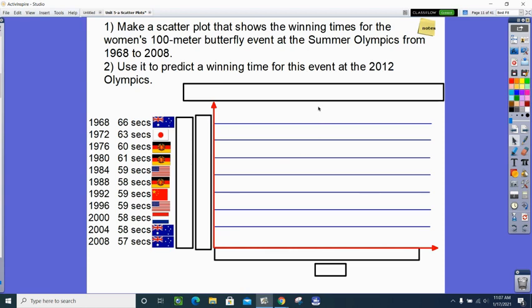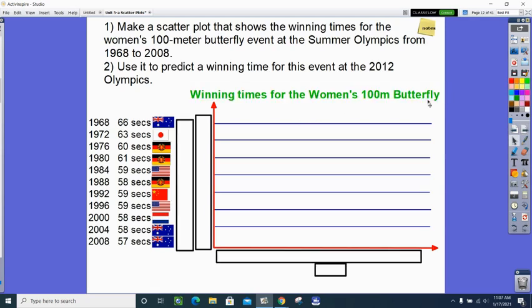So when we go to make this graph, just like we've talked about before, the first thing we want to do is put on a good title. So, winning times for the women's 100-meter butterfly. The next thing we need to do is decide who is our X and who is our Y.